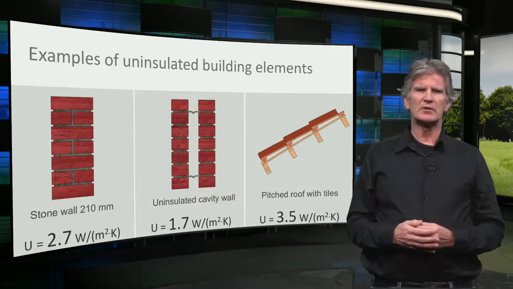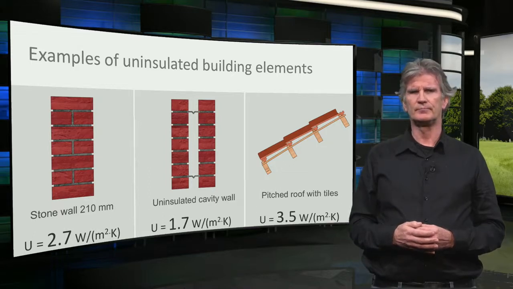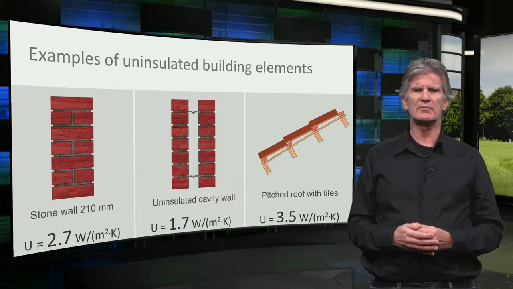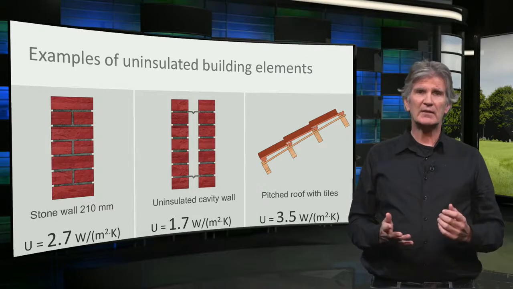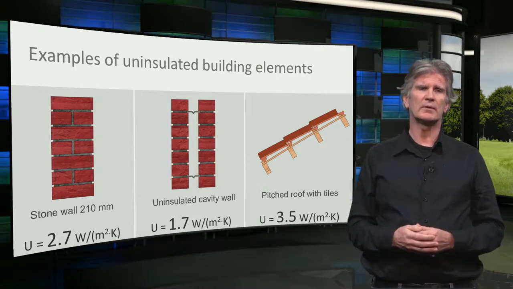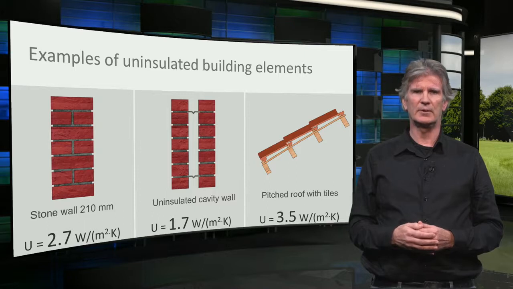Let's have a look at some examples of U values for uninsulated building elements. An uninsulated masonry wall has a U value of 2.7. A wall with an uninsulated air cavity 1.7, and a plywood roof 3.5. How can we reduce the U value of these uninsulated building elements? For that, we have to look somewhat deeper into the U value of multi-layered building elements.